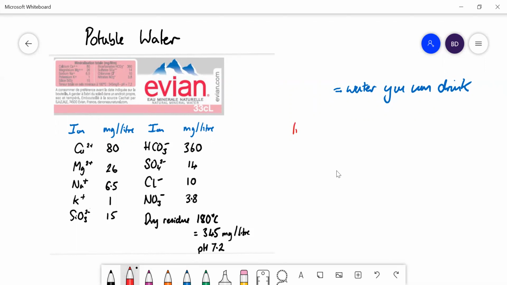We don't really use a litre as the unit. We use decimetres cubed. That's the same volume as a litre, 1,000 centimetres cubed. And a milligram, of course, this one here, 360 milligrams is actually equal to 0.36 of a gram, times it by 1,000. Okay, so you can see in Evian water, you've got quite a bit of calcium and magnesium ions dissolved.